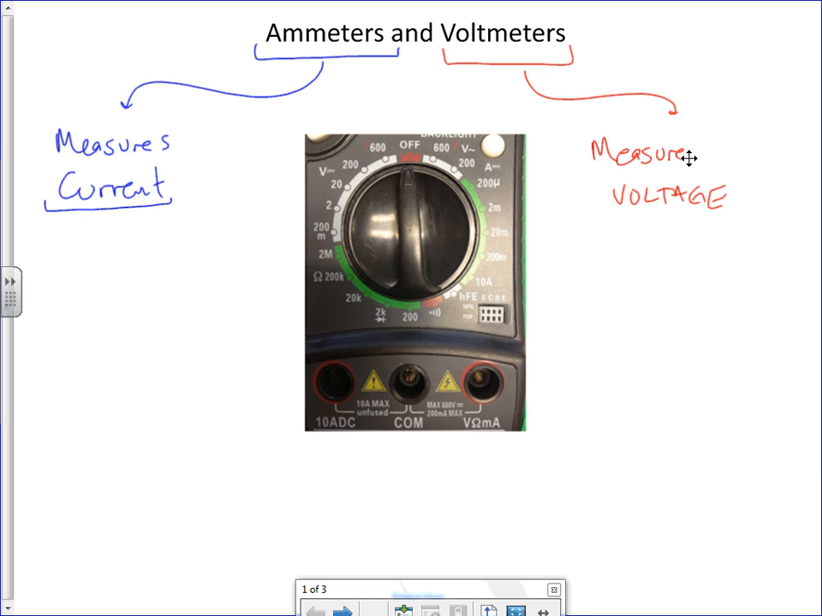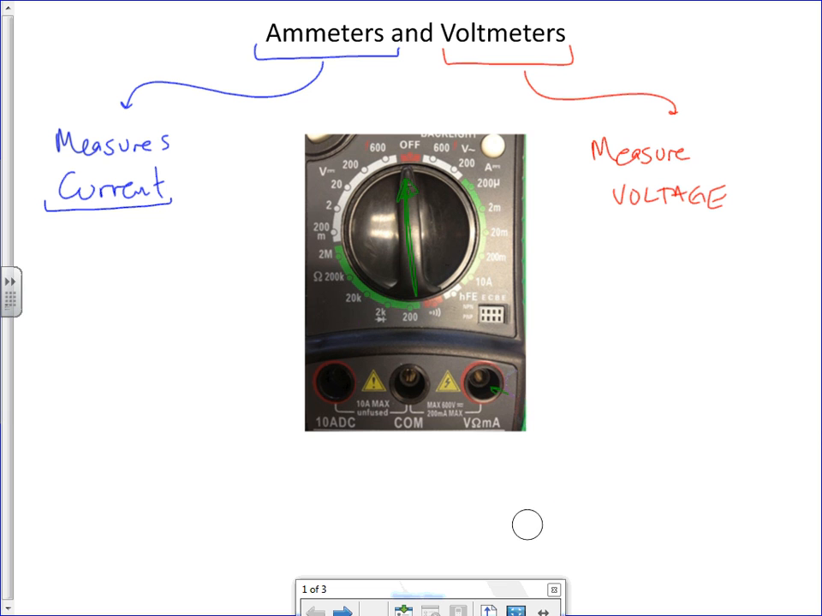Now, the nice thing about a multimeter, which is what we'll use, is that depending on how you set them up, you can configure them to measure current as an ammeter or to measure voltage as a voltmeter. And that configuration depends on where you turn this knob, where you point that indicator, and what two of those three terminals you use to plug what we call leads into.